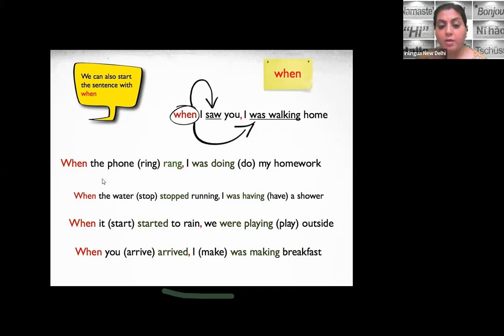Another example. When the phone rang, I was doing my homework. When the water stopped running, I was having a shower. When it started to rain, we were playing outside. When you arrived, I was making breakfast. I was doing something. It was a continuous action.